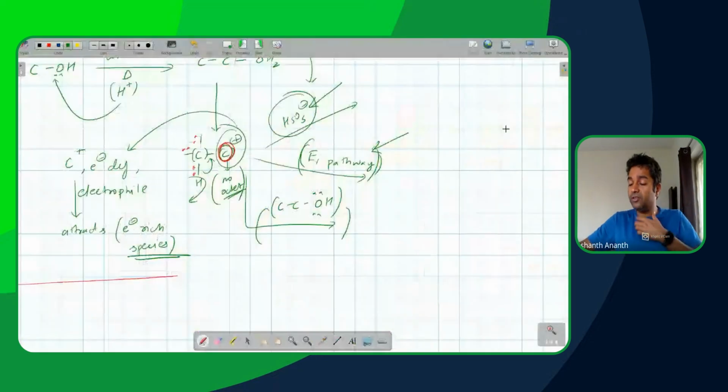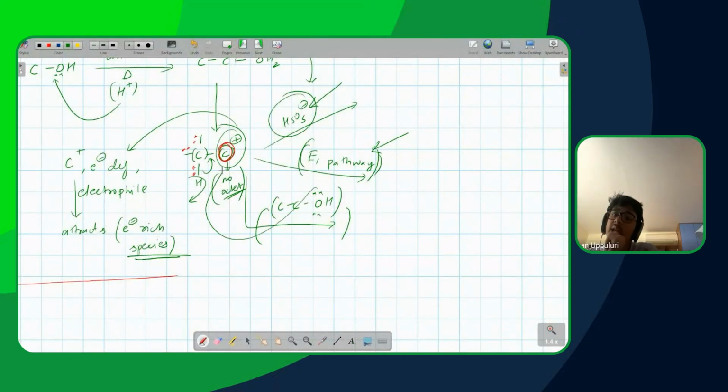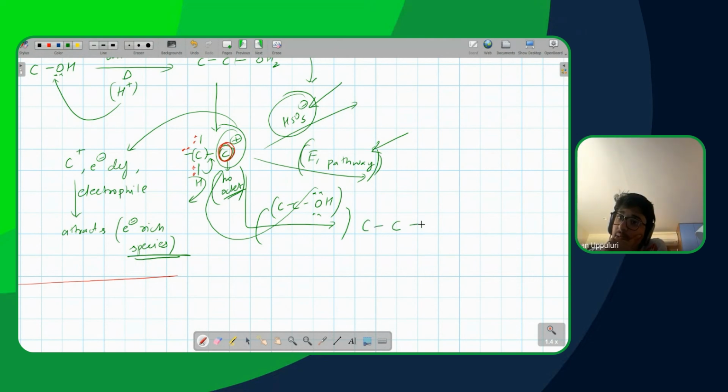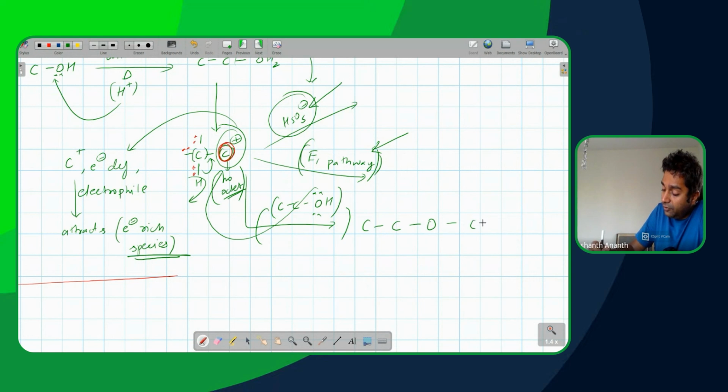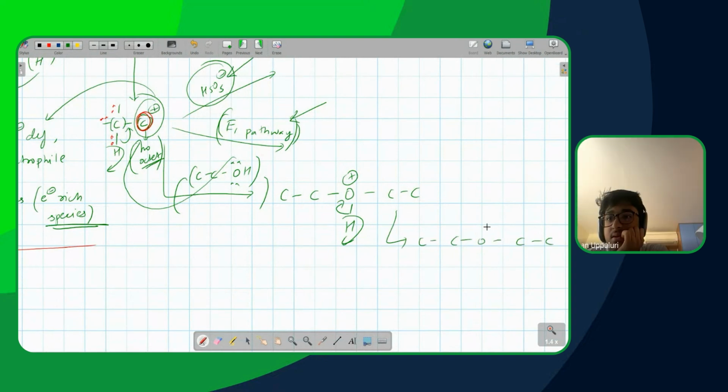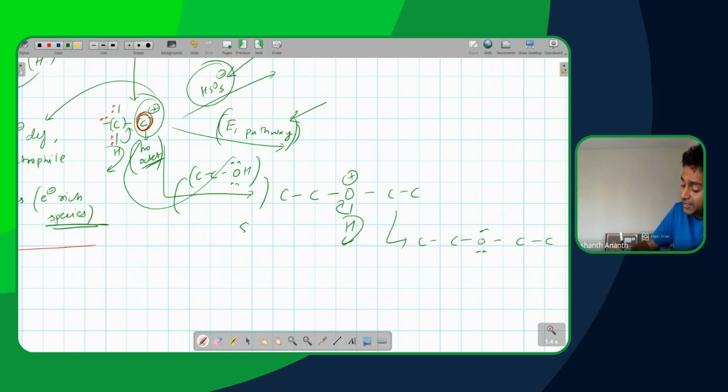What will happen if an ethanol molecule attacks? Then this lone pair will go there. And the hydrogen will get kicked out. So I will be left with this. I will get this first. I'll kick this out. Which will result in what? Ether. This is called an SN1 pathway.